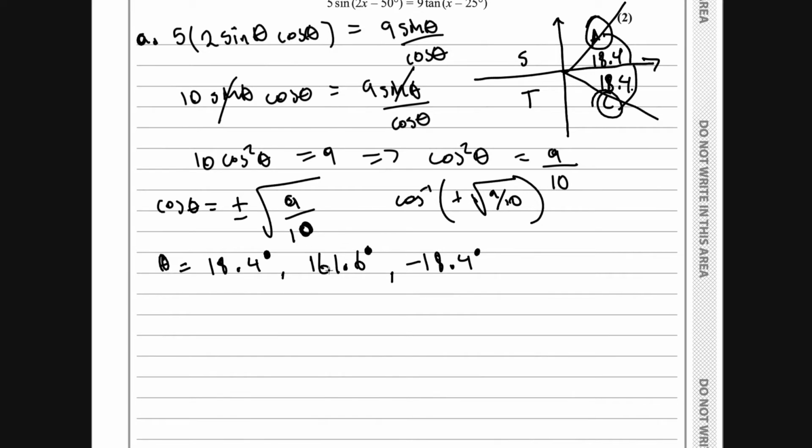For this one here, because what we had calculated was the arc cos of a negative root 9 over 10, for our next CAST diagram, we're going to focus on the regions of the CAST diagram for which cosine is negative, and that's going to be this region here and this region here. So we've got 161.6 degrees, and the equivalent negative solution will be the other way around.